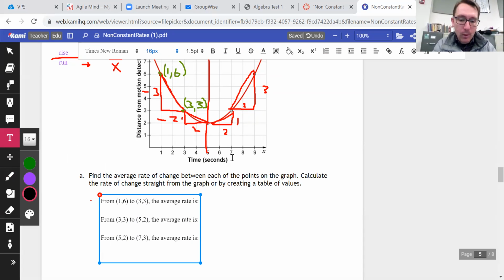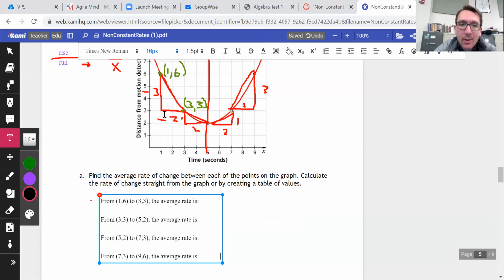Okay, from 0.73 to 9.6. The average rate is, and there we are. We got our average rates. Pretty exciting stuff. Well, I haven't written them in yet. I'm going to write them in with actual numbers because it's easier to write fractions that way.